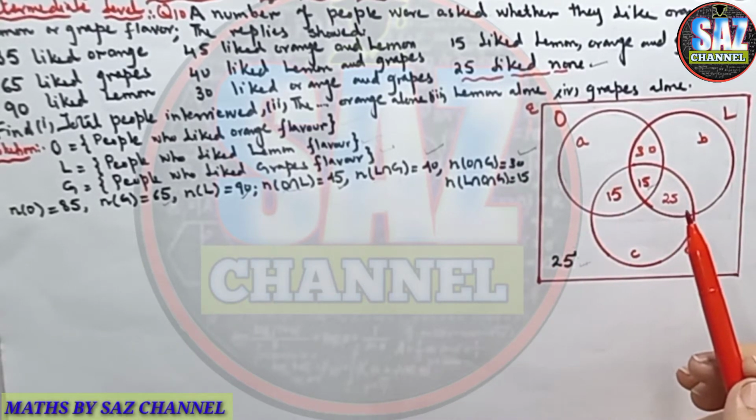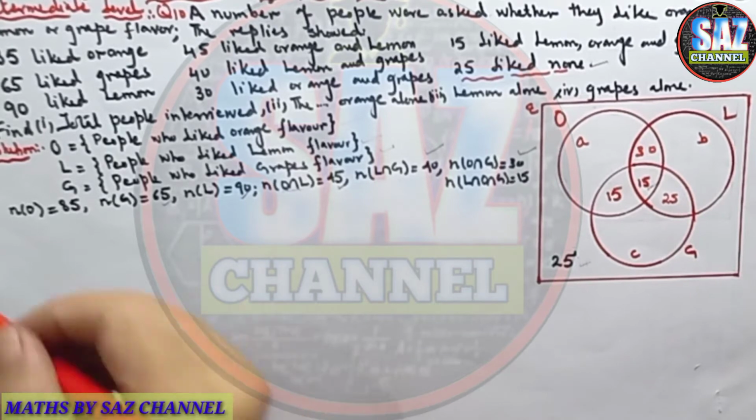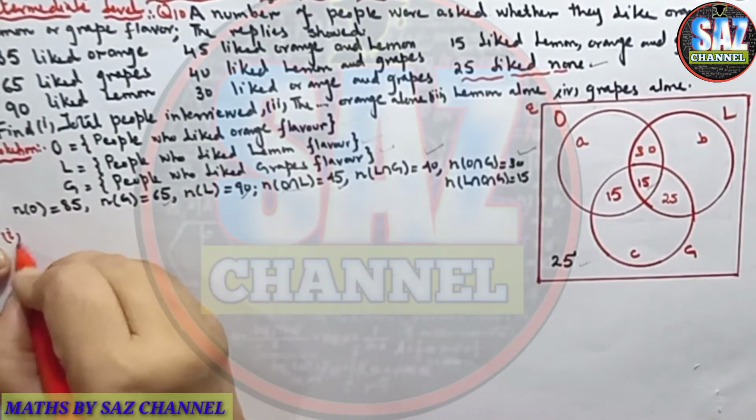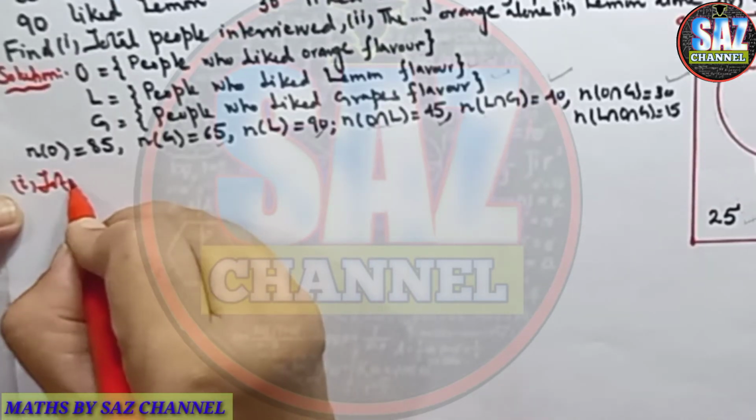Now in order to find the total people interviewed, the first part is total people interviewed.